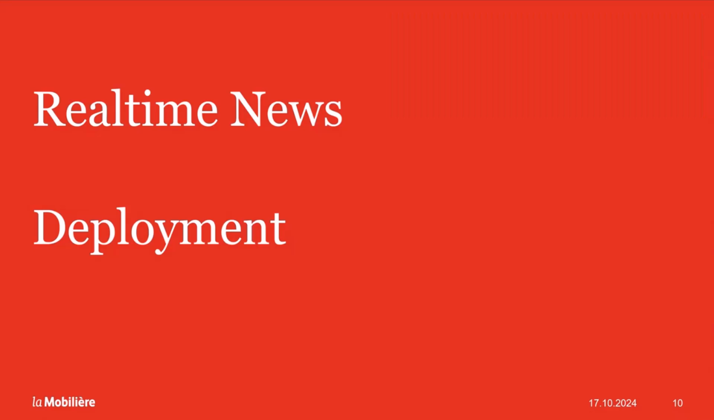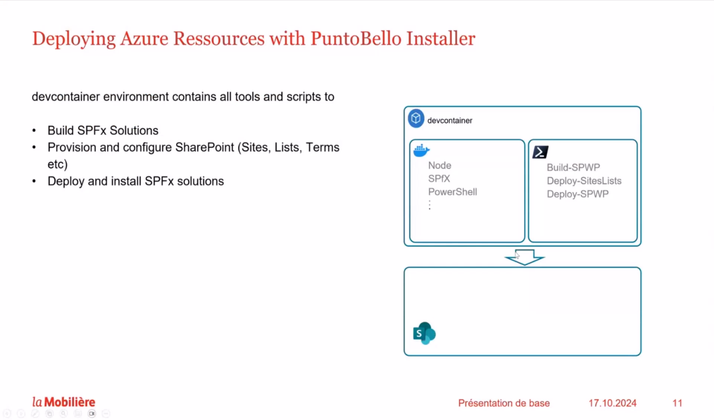So we talked already two weeks ago about automating our build and deploy process with our Pontobello installer to standardize and streamline our deployments. The installer that we built is basically a Docker image containing all required tools and scripts to build and deploy SPFx solutions. And so far, this actually worked great, and we had everything covered, and we were happily deploying away until Nello implemented the real-time news solution. This solution now heavily depends on Azure resources for publishing and depublishing news, as well as for alerting users about new news articles. So our installer was lacking again.